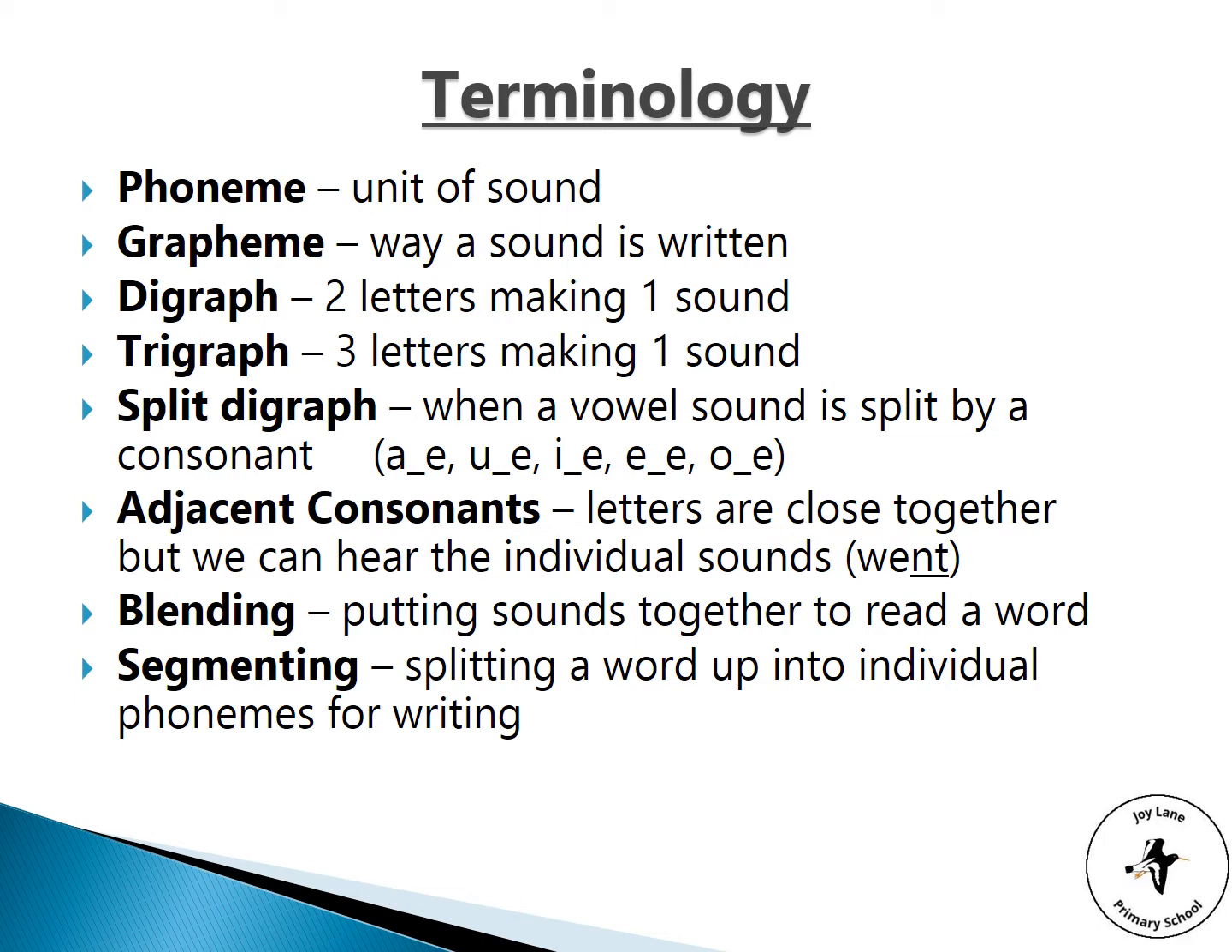We also see split digraphs in phonics, which is when a vowel sound is split by a consonant. So you may also know this as the magic E, and it means that the two letters are working together and the children recognise that they work together without actually being next to each other. We have adjacent consonant sounds, so when the letters are really close, but we can hear the individual sounds still. And the word blending is when the children are putting the sounds together to read a word, and segmenting is splitting a word up into individual sounds for writing.